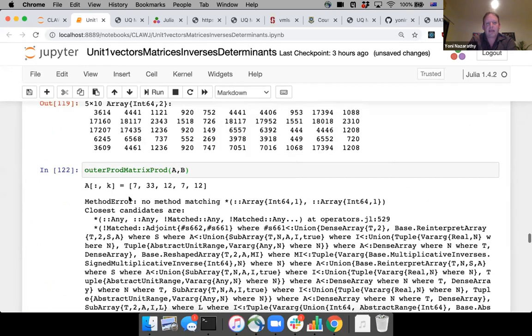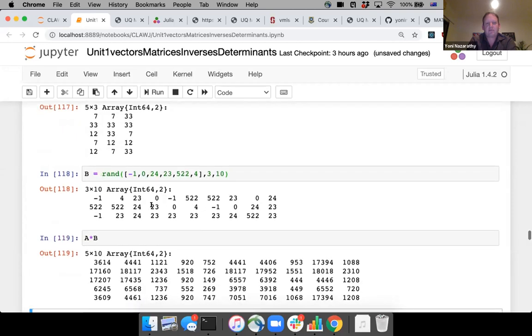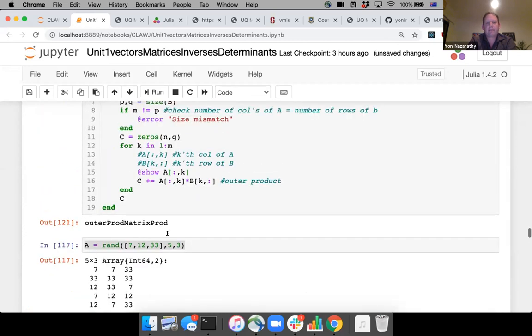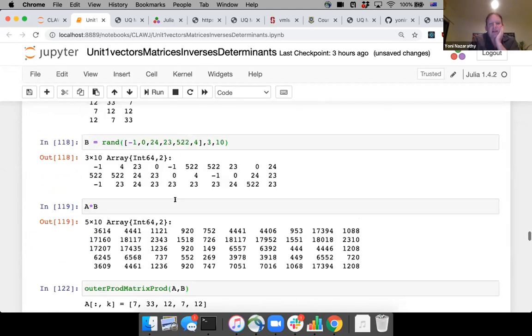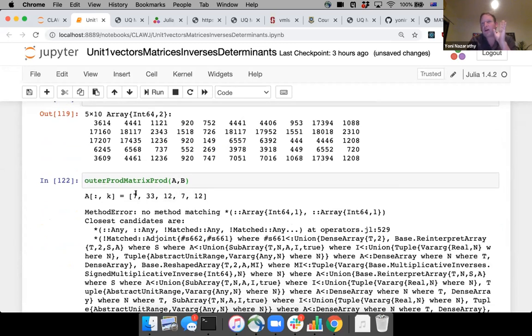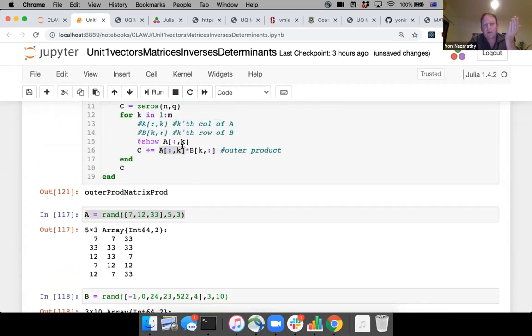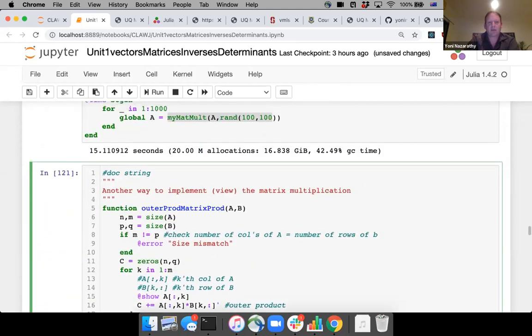So ak was this, 733, this row seven. Oh, okay, I see. So this is what happened here. This is not an outer product. I thought this was a column, but it's actually just an array. So what I wanna do is convert this second one, maybe like that, and I think that's an outer product. Let's see if that's how we do an outer product in Julia.